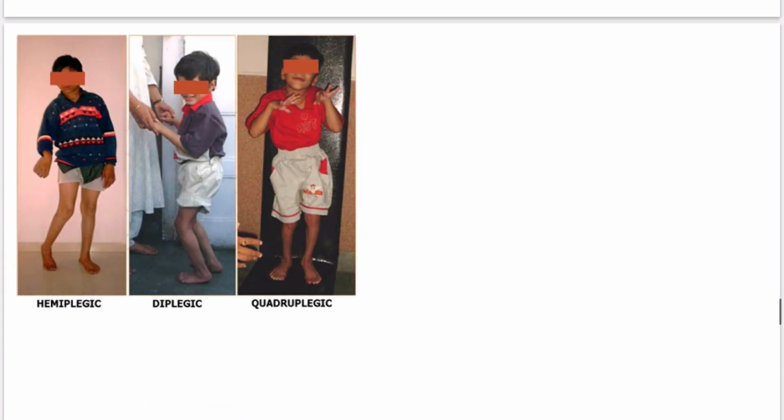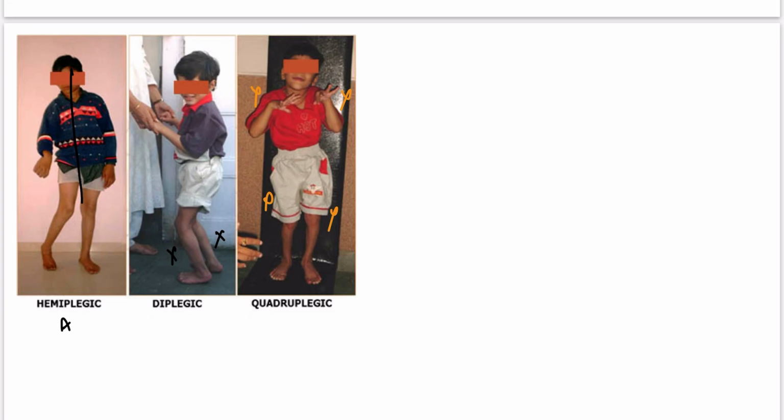Now let's move to yet another important entity, cerebral palsy. I have 3 children in front of me. Look at the first child, where one half of the body is affected. Look at the other child, only the lower limbs are affected. And the third child, where all the 4 limbs are affected. When half of the body is affected, this is hemiplegic cerebral palsy. When the lower limbs are affected, this is known as diplegic cerebral palsy. And when all the 4 limbs are affected, this is quadriplegic cerebral palsy.